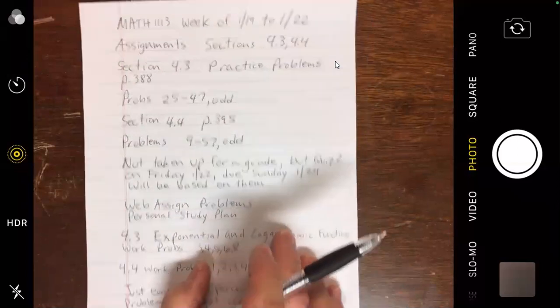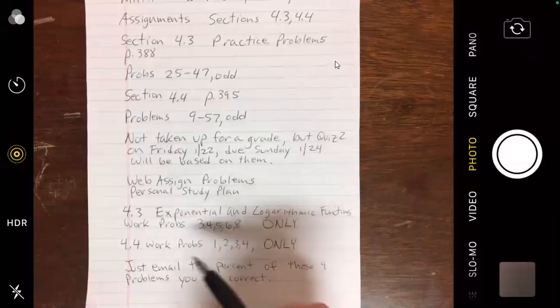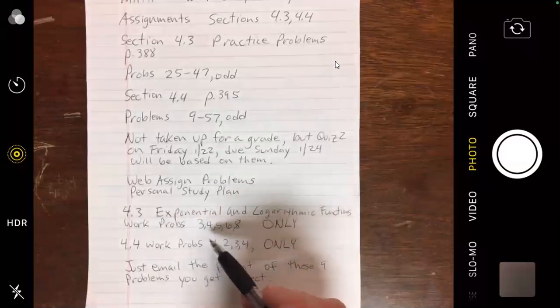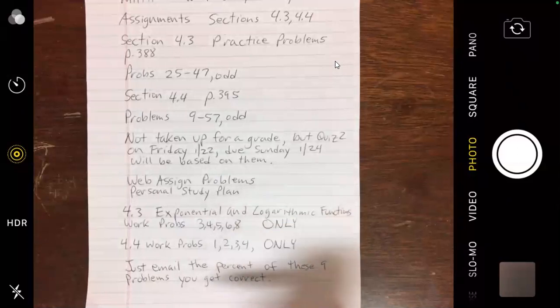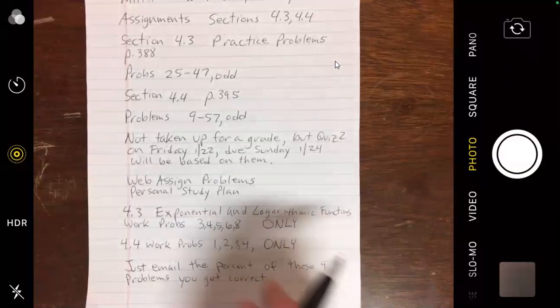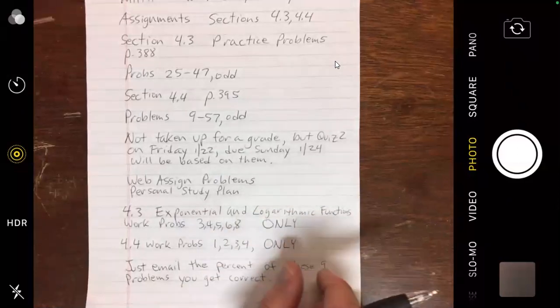Web assigned problems for this week. Again, they're on the personal study plan. Find your way to chapter 4. Section 4.3, problems 3, 4, 5, 6, and 8 only. 4.4, 1, 2, 3, and 4 only. And just email me the percent of these 9 problems that you get correct. Get them all, 9 out of 9, 100. 8 out of 9, whatever that works out.